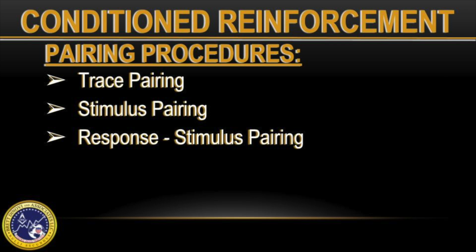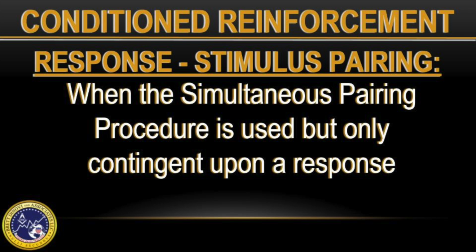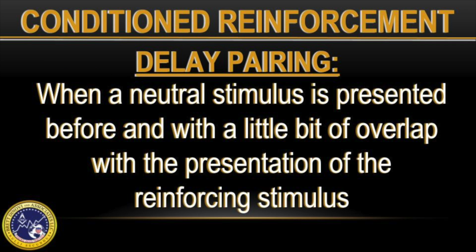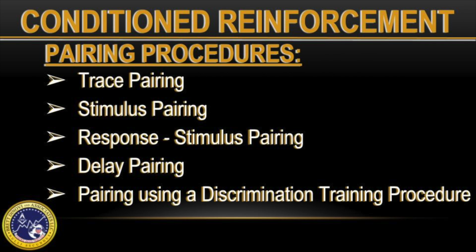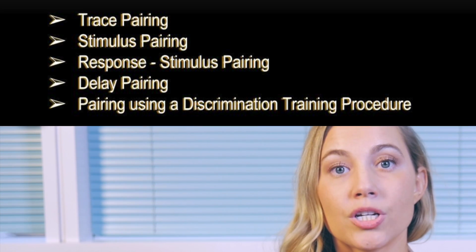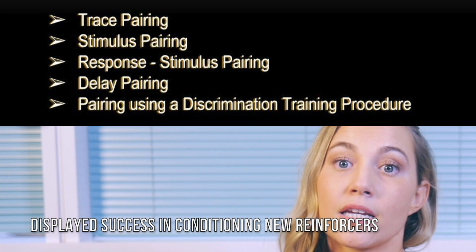Response stimulus pairing. This is when the just mentioned simultaneous pairing procedure is used but only contingent upon a response. Delay pairing. This is when a neutral stimulus is presented before and with a little bit of overlap with the presentation of the reinforcing stimulus. Pairing using a discrimination training procedure. This is when the neutral stimulus is first established as a discriminative stimulus, or SD, by reinforcing a specific response in its presence.